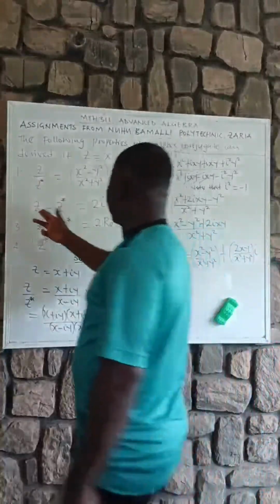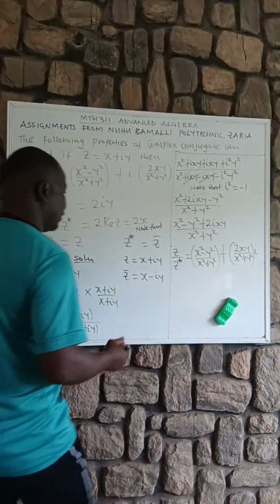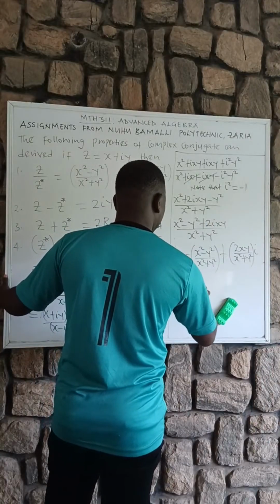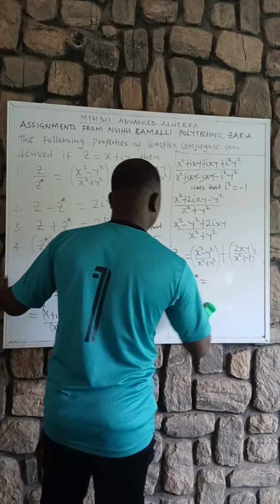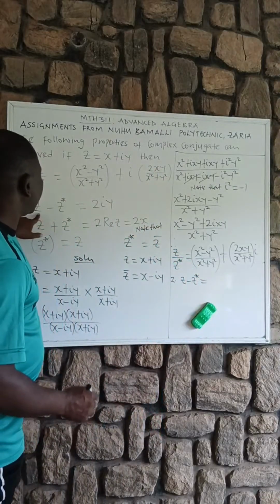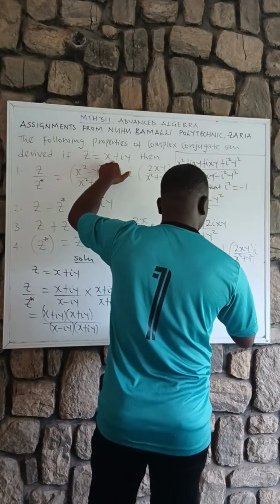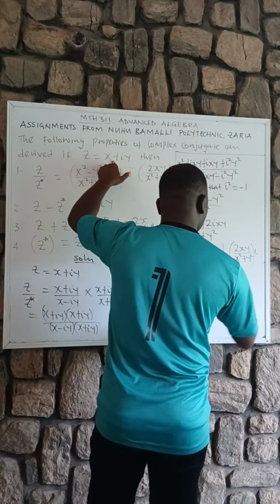So if you agree with me, this is how we are going to prove this, and this satisfies the derivation. Let's consider number 2. It is not difficult. It's the same approach. Question number 2, z minus z star. So this implies that our z is given as what? x plus iy, then close bracket.